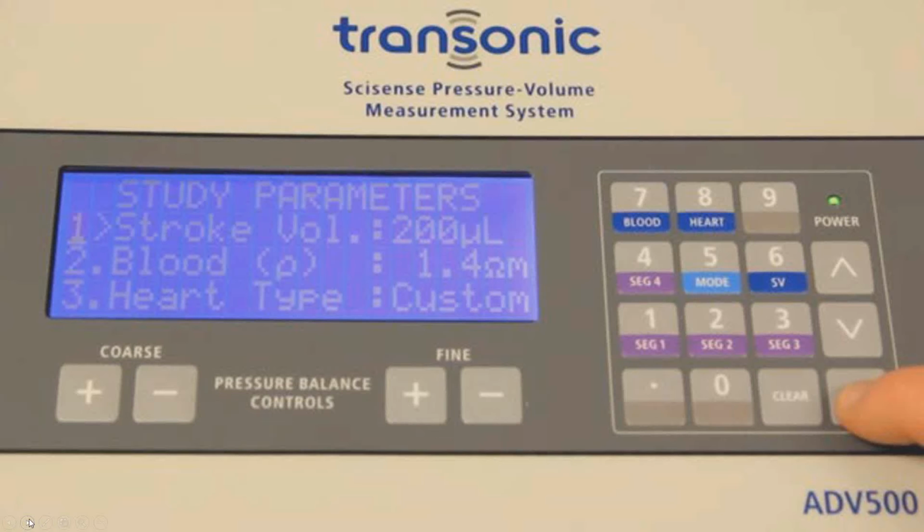The ADV 500 also offers the user easy access at any time to the calibration parameters or to the segment selections for the catheter by a single button push from the main panel. In the case of the calibration parameters, you can see the blue buttons, and then if you were selecting different catheter segments, they would be the purple buttons.